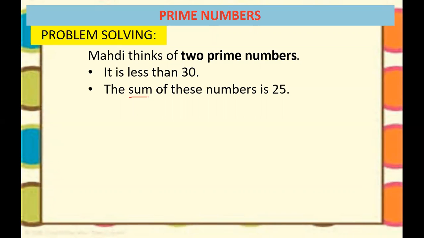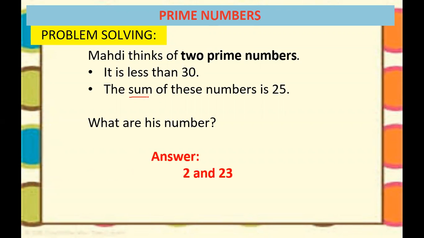Okay, can you try it first? Okay, so what are his numbers? His numbers? The answer is 2 and 23. Is 2 a prime number? Yes. Is 23 a prime number? Yes. And when we add 2 plus 23 equals 25.